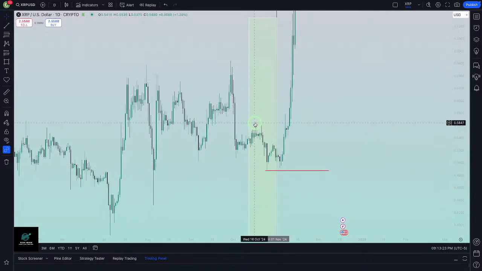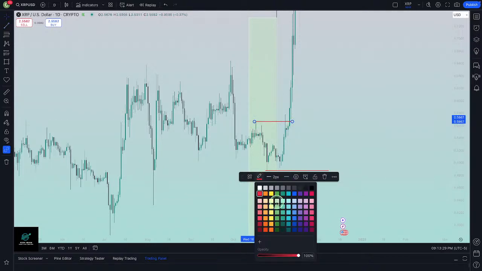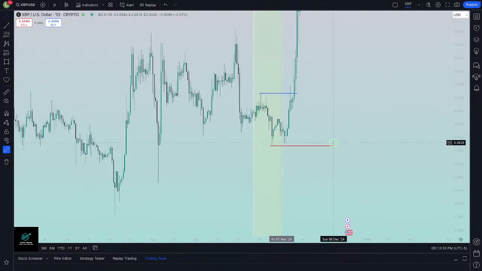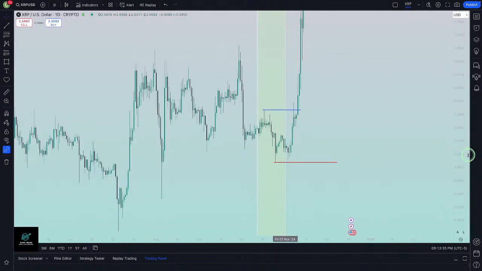Y'all see this high in the last 20 trading days? What's above that? Buy side liquidity. Right there, that liquidity was taken. They liquidated that liquidity and then the market broke out.